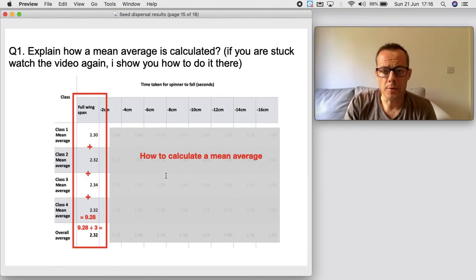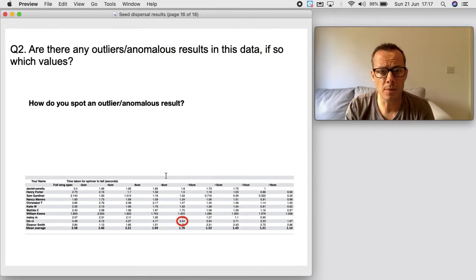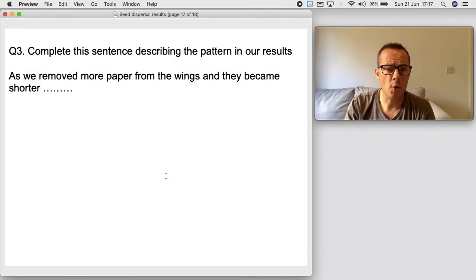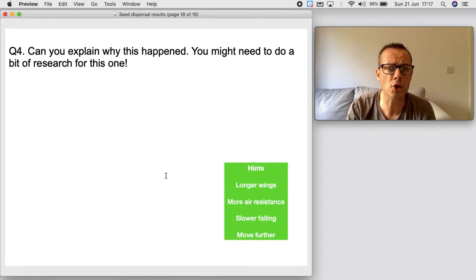So quickly going through question number 1 again, looking at how you calculate a mean. So this should help you with the worksheet. So you might want to go back to the video and have a look at where I'm talking about that. Question number 2, remember an anomaly or an outlier is a result that doesn't fit the pattern. Question number 3, finishing off the sentence, describing our results. And then question number 4, trying to explain our results and explain what's happened. So that's what you need to do.